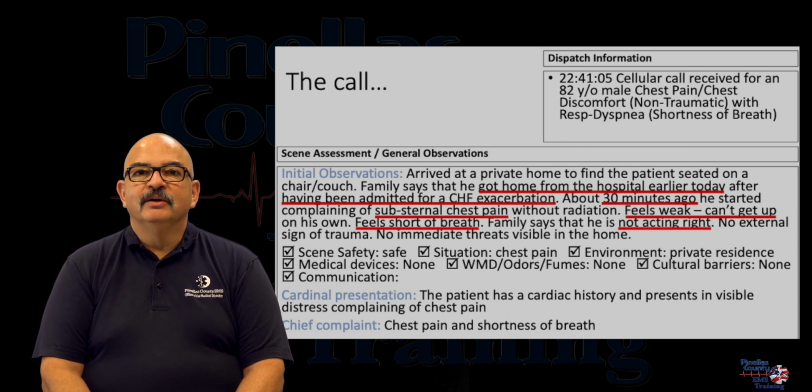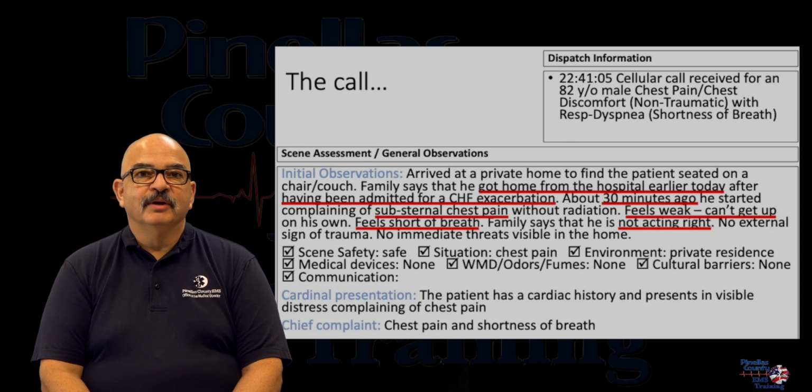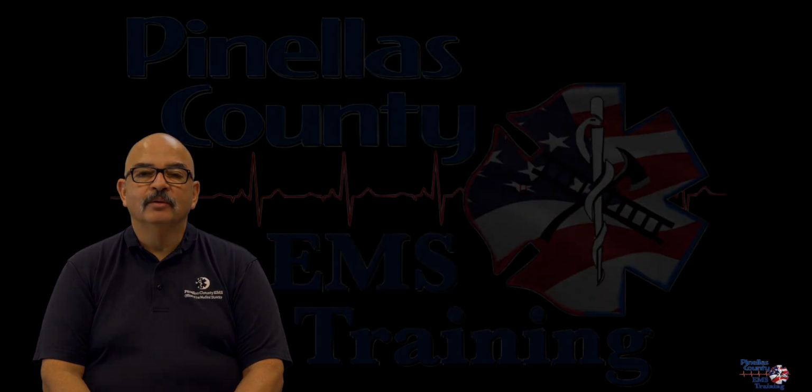Big piece of info here is that he just got over a CHF that was serious enough that he was hospitalized. He has chest pain that started half an hour ago. He also has shortness of breath. May be confused. We now have three major body systems involved: cardiac, respiratory, and neuro.